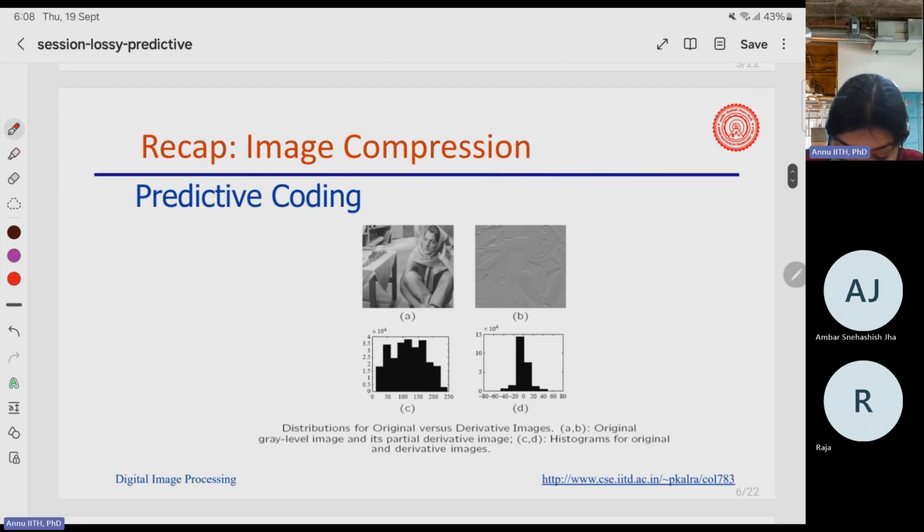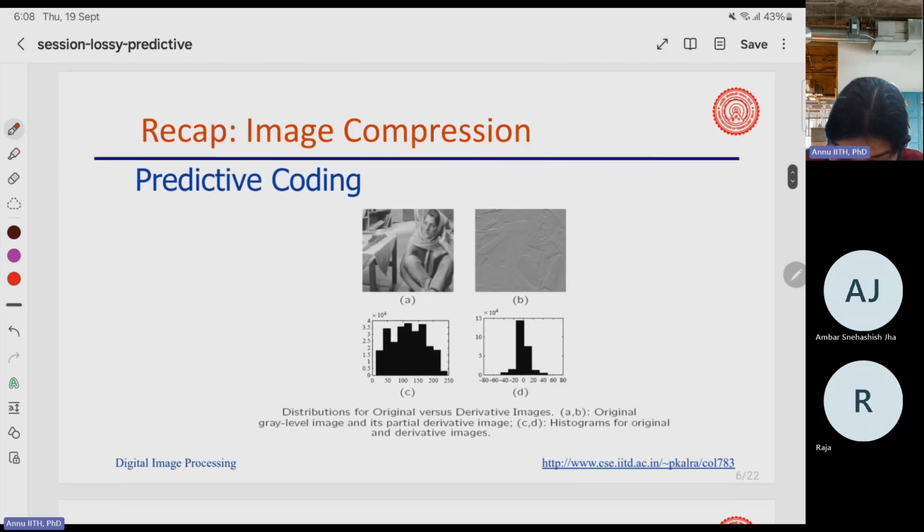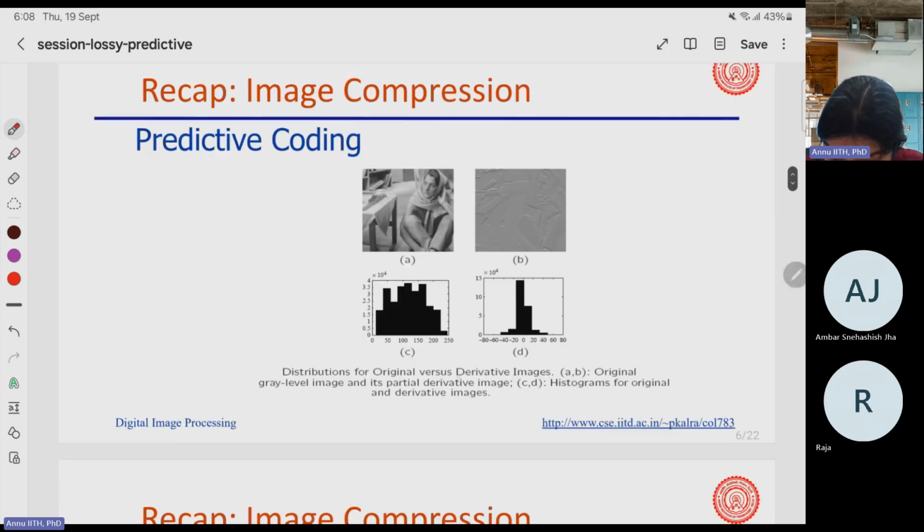Okay, so if you want to see the image, we can have this A, B, C, D. These are the distributions for the original versus derivative images. A and B are the original and the gray level image. You might wonder how we are converting this image to a grayscale image. Each pixel has a value from 0 to 255. So here we are converting.